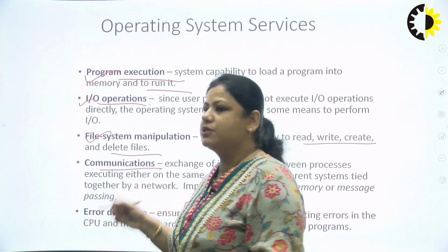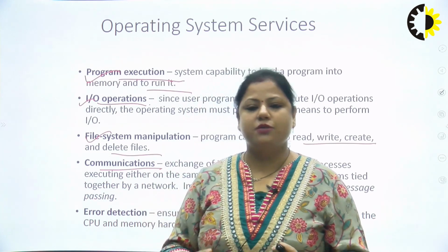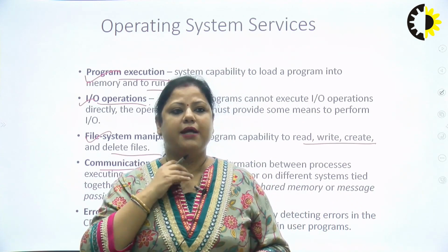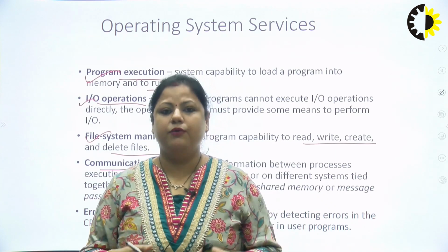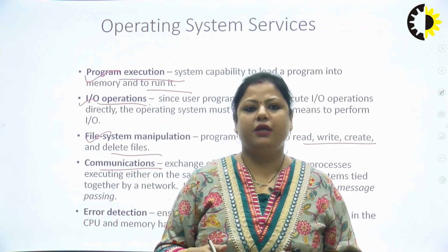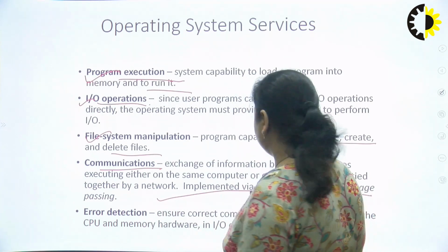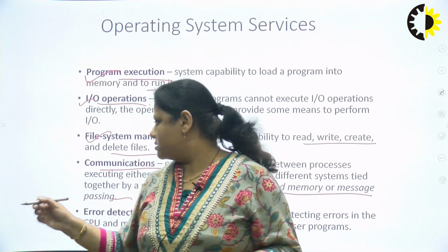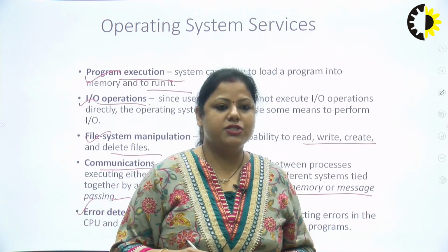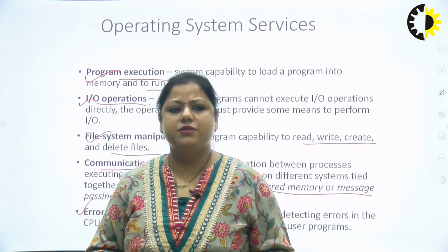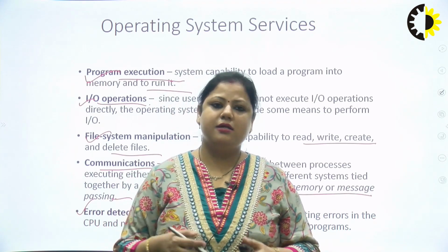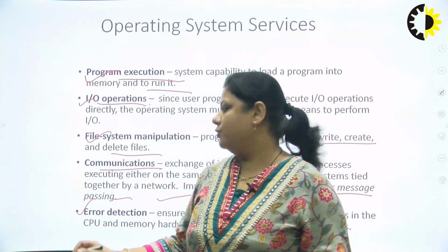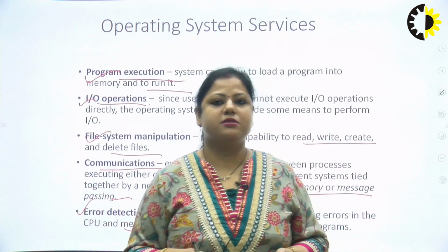Next is communication. What is communication? Exchange of information between processes executing either on the same computer or on different systems tied together by a network, implemented by shared memory or message passing. Now next is error detection. What is error detection? Error detection ensures correct computing by detecting errors in the CPU and memory hardware, in input output devices, or in user programs. These are operating system services.